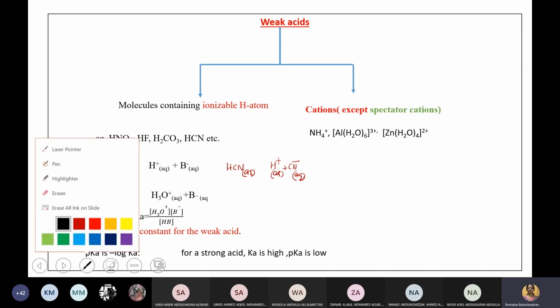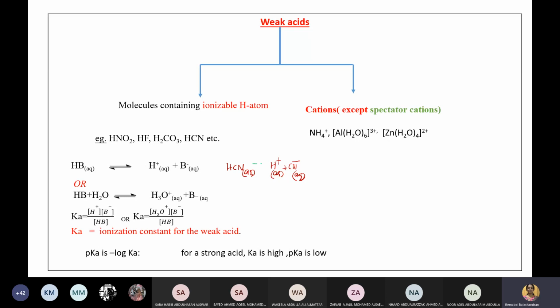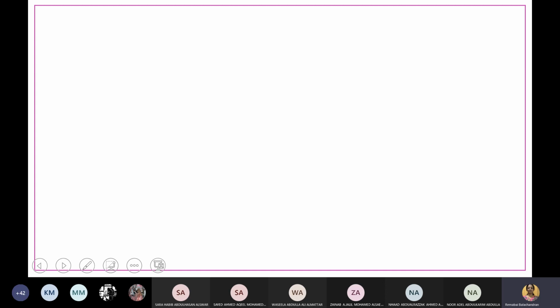So I will use a different color to illustrate it. Ka will be equal to the concentration of H plus times the concentration of CN minus over the concentration of HCN. Whereas if it is a strong acid, there is no Ka. We just write one side arrow. Understood? Did you understand? So now I will show you how the cations are acidic.